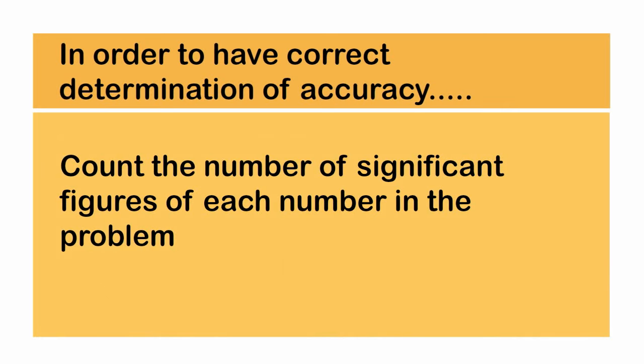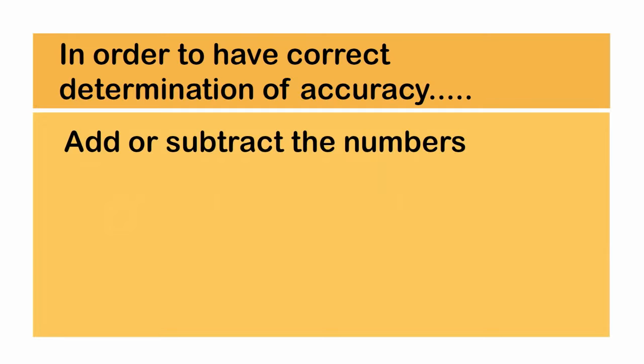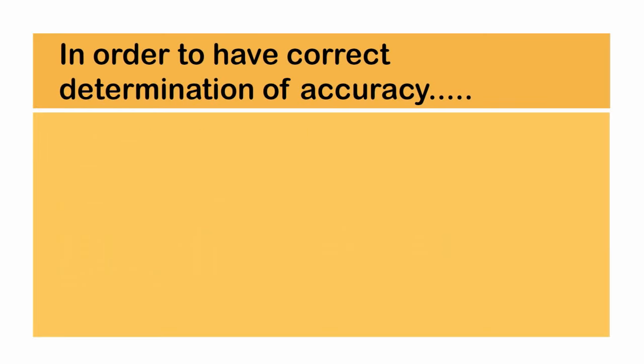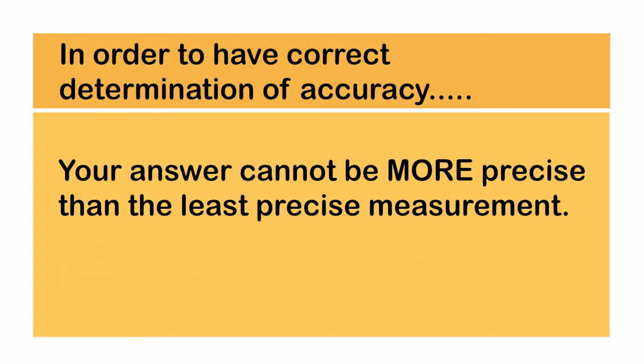In order to have the correct determination of accuracy, count the number of significant figures of each number in the problem. Next, add or subtract the numbers, and then round the answer to the least number of places of any number in the problem. And finally, for correct determination of accuracy, your answer cannot be more precise than the least precise measurement.